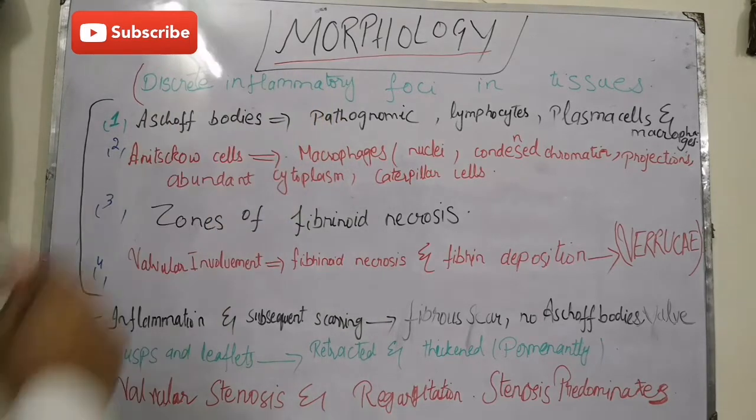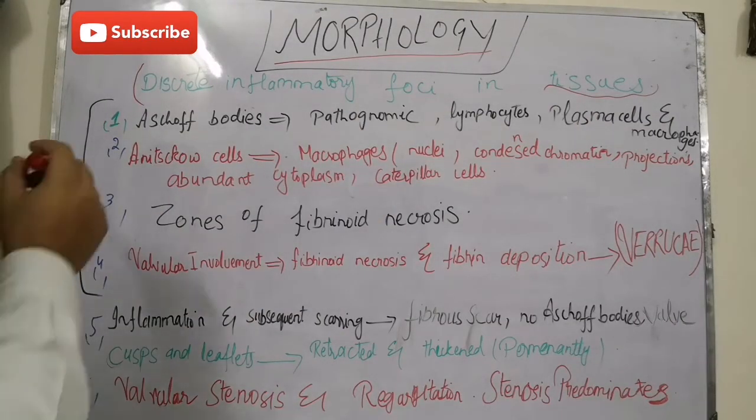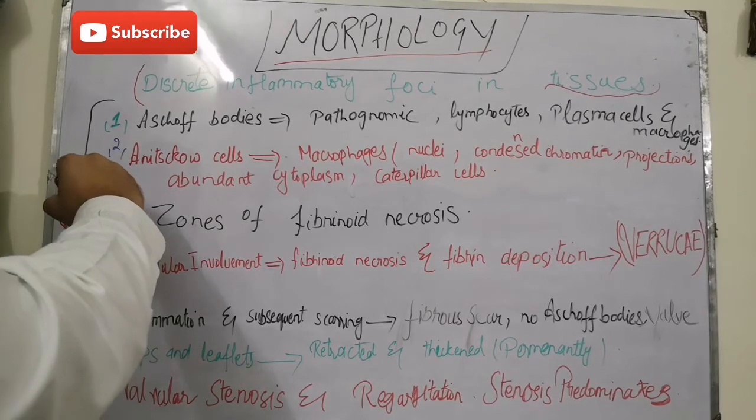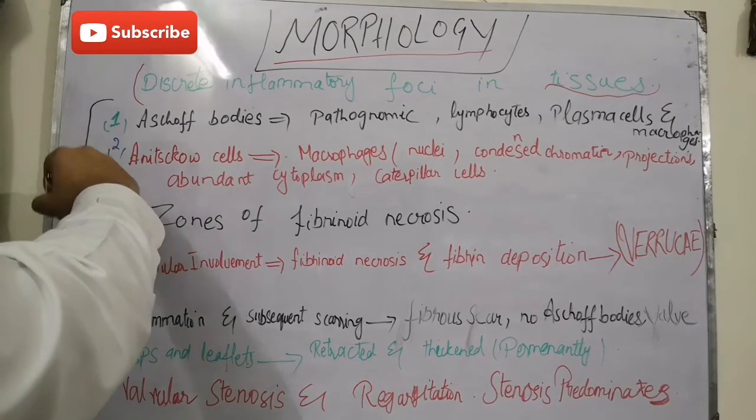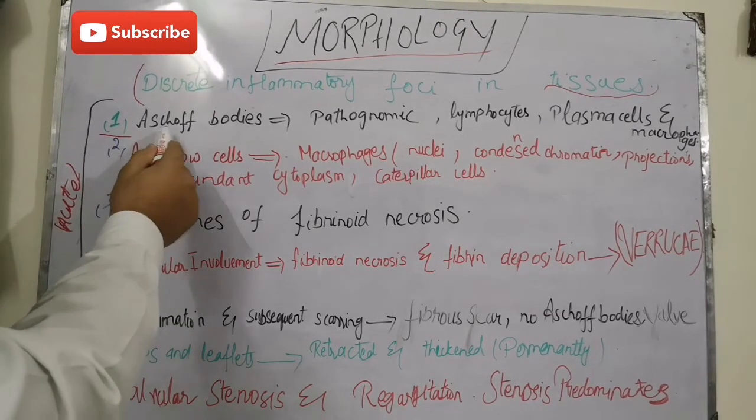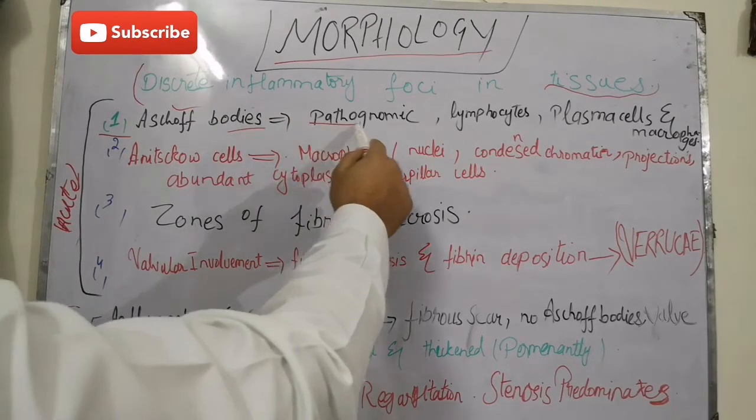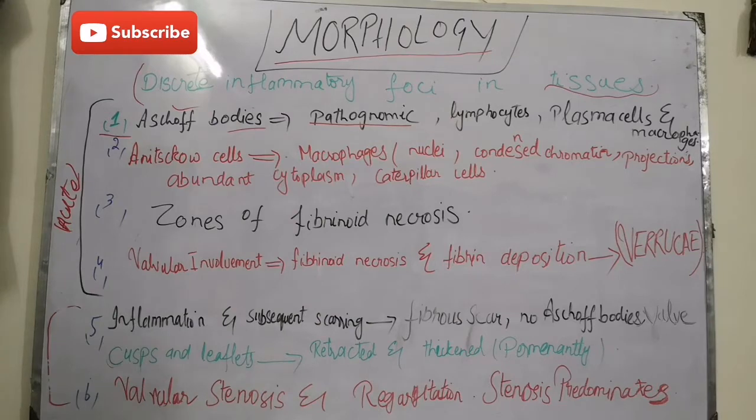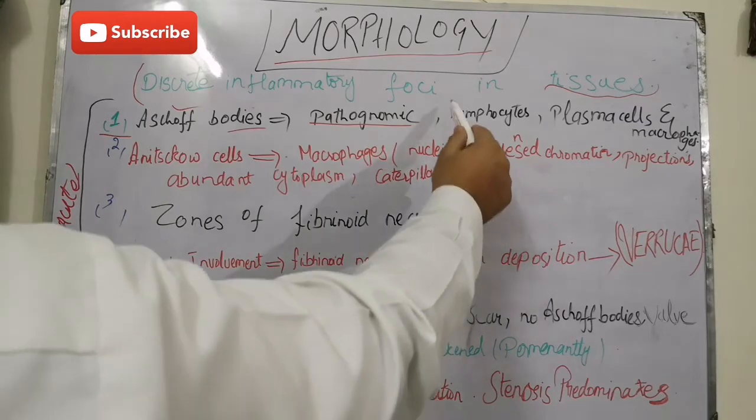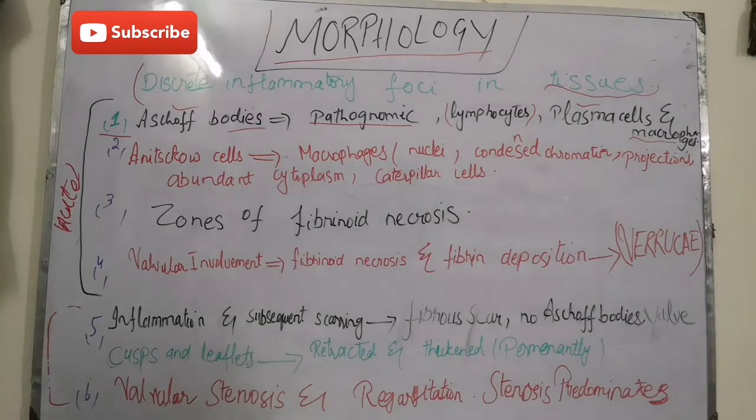The first feature is that there are discrete inflammatory foci in different tissues. In acute rheumatic fever, the first feature is the presence of Aschoff bodies. These are pathognomonic to rheumatic fever. These are collections of lymphocytes as well as plasma cells and specialized macrophages.